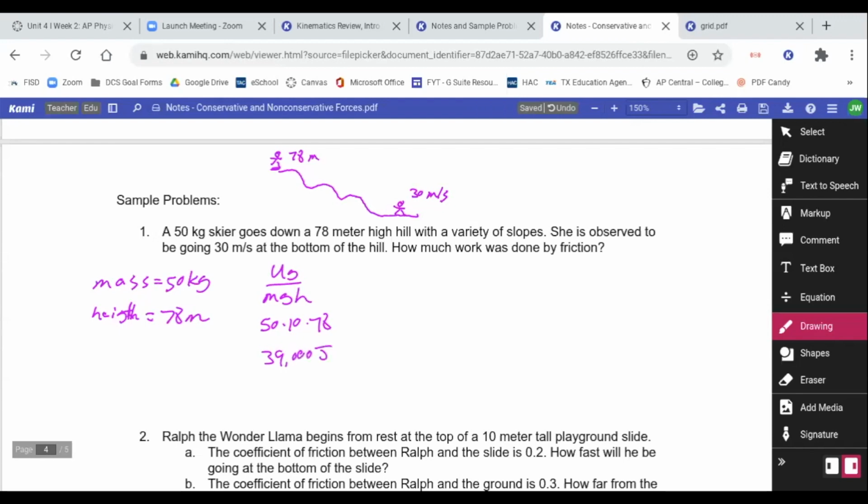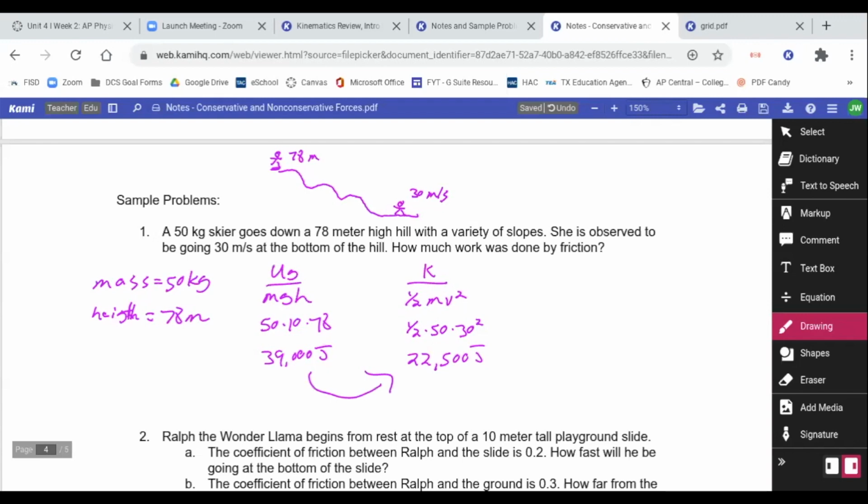When she gets at the bottom of the hill, she's got no more height. She's got all velocity. That is kinetic energy. That's 1/2 mv squared. 1/2 times mass of 50 times 30 squared. 0.5 times 50 times 30 squared equals 22,500 joules. From here to there, we've lost some energy, quite a bit of energy, like 16,500.